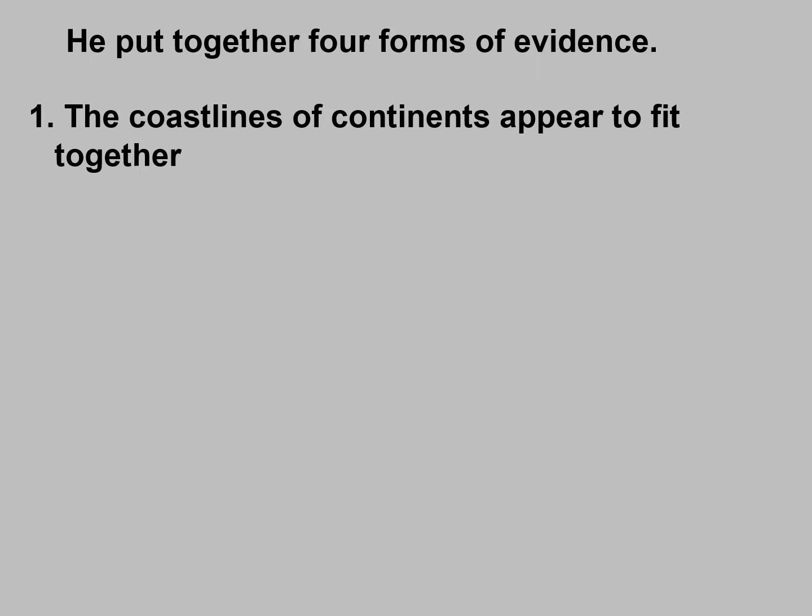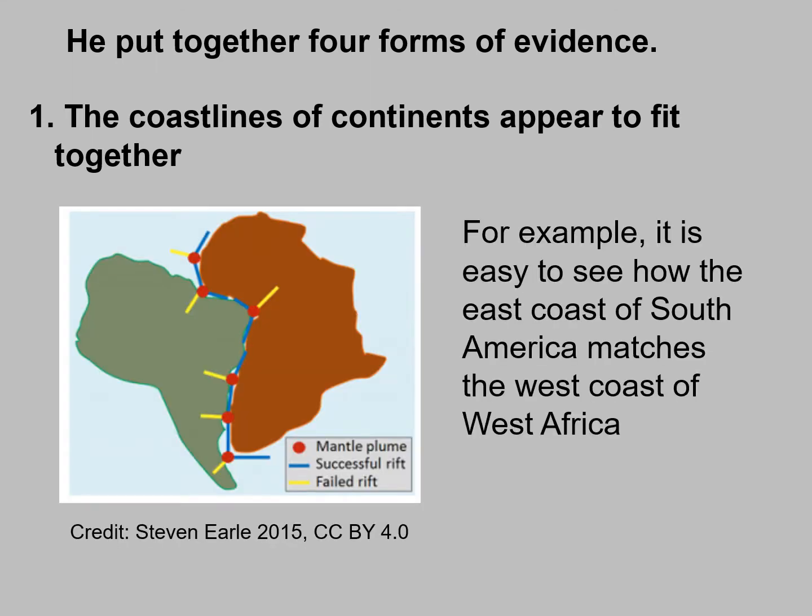Wegener put together 4 forms of evidence to support his idea that the continents had moved. The first was simply that the coastlines of continents appear to fit together. For example, it's easy to see how the east coast of South America matches the west coast of West Africa.